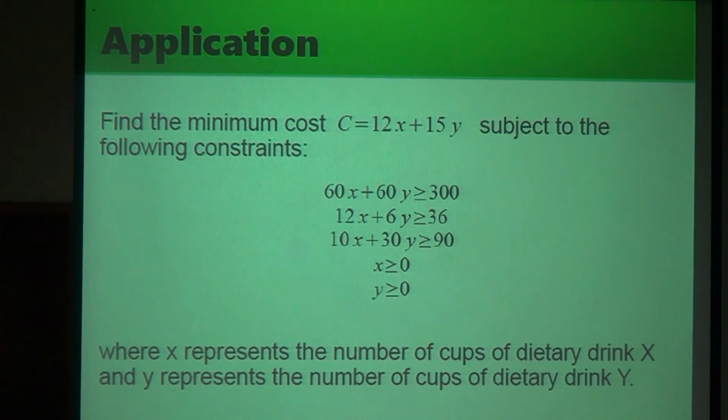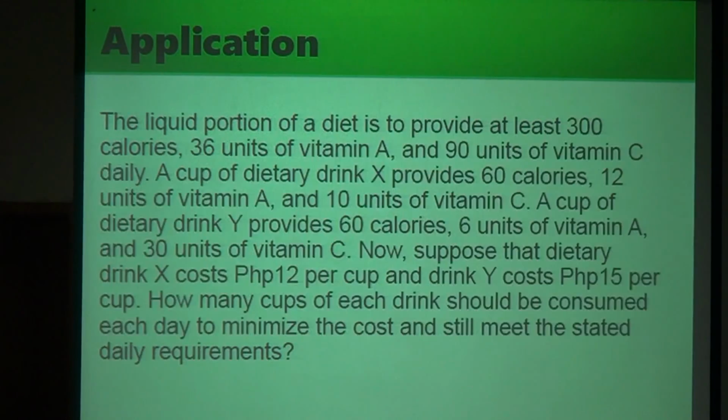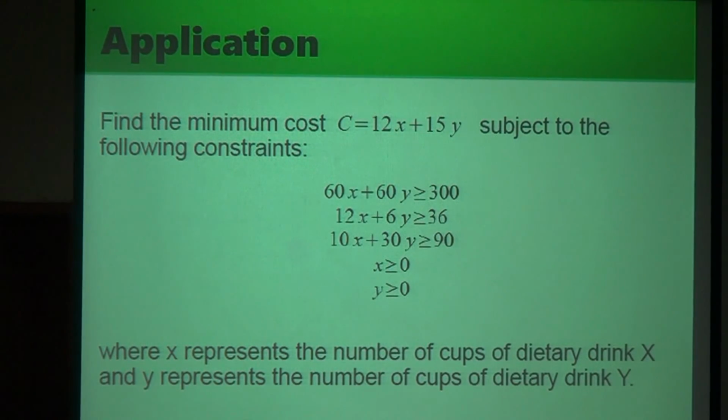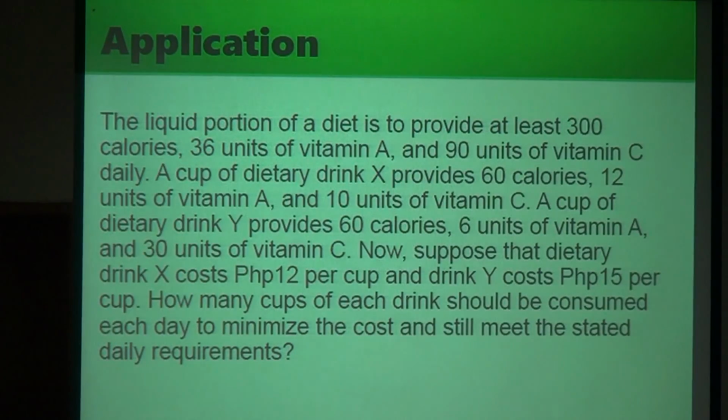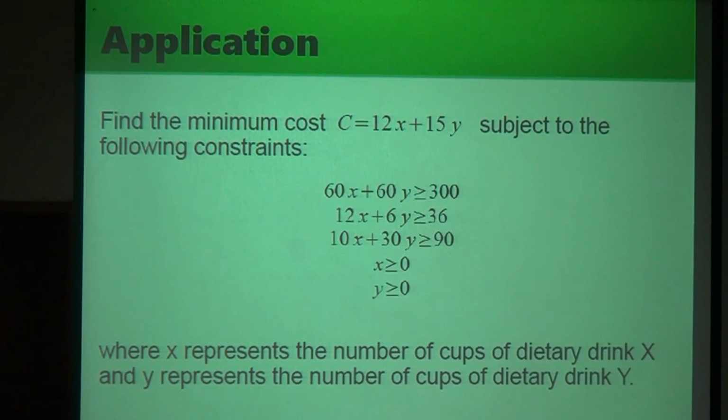So, you have to translate that word problem to the linear programming model, which is this one. You have to find the minimum cost C equals 12x plus 15y subject to these constraints. Okay, so I would go from this slide to that slide and this slide to that slide. So I will ask them, where did you get the 60x plus 60y is greater than or equal to 300? So they would really relate the word problem to the model.